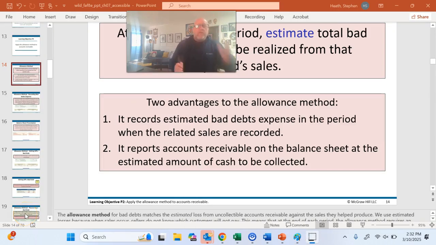I'm changing slides on you. I wanted to come back to this slide and say it records bad debt expense in the period when the sale is recognized. So we just covered that. And then it reports accounts receivable on the balance sheet at the estimated amount of cash collected. And that is what I was saying. We have total receivables in my example of 200,000, 5,000 in the allowance, and therefore we anticipated only collecting 195,000.